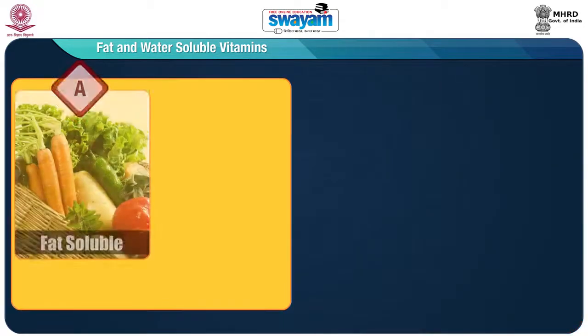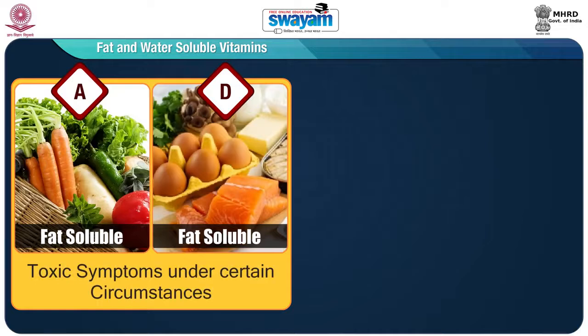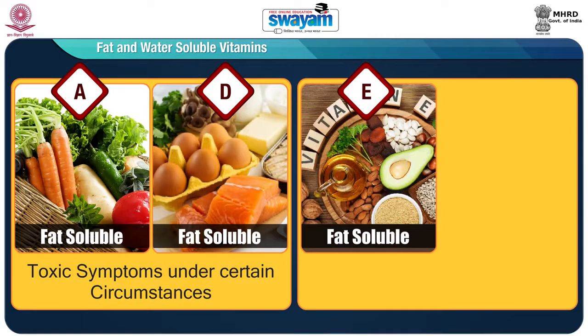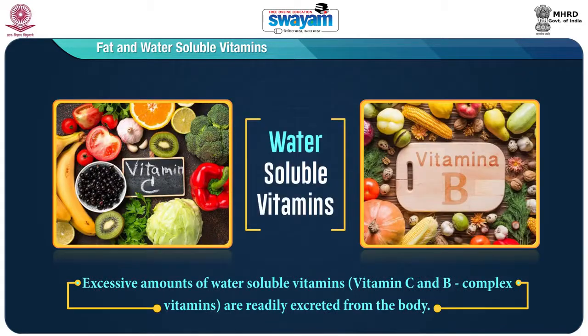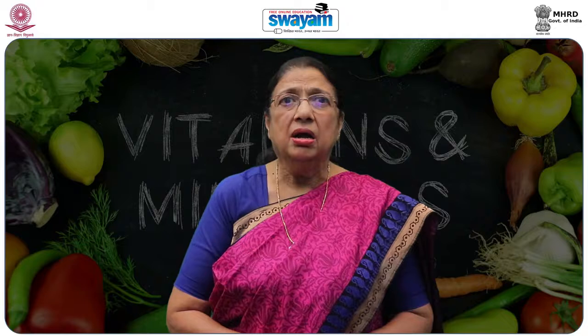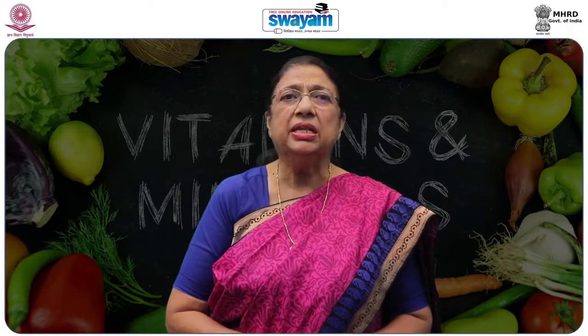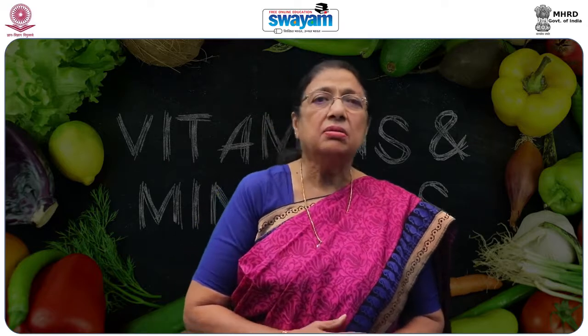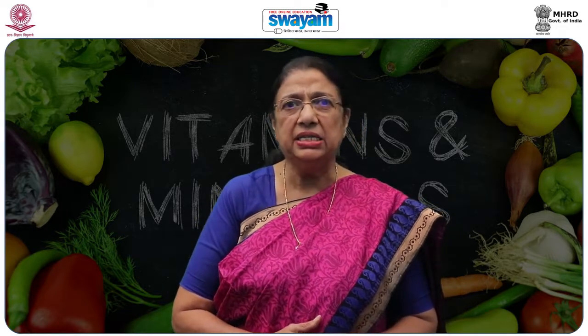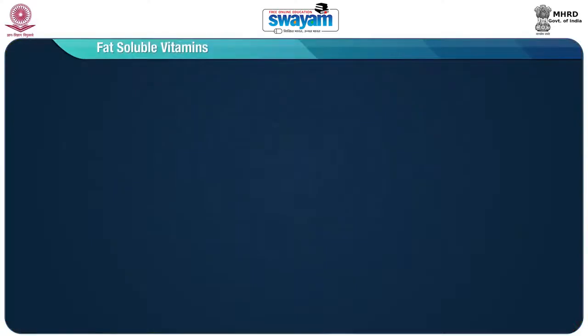Excess consumption of vitamin A and D produces toxic symptoms under certain circumstances. Vitamin E and some forms of vitamin K also may be toxic. Excessive amounts of water soluble vitamins, that is vitamin C and B complex vitamins, are readily excreted from the body. A brief review of vitamins, their significance in diseases and their health benefits beyond the physiological role are discussed in this module. Now, let us first take up fat soluble vitamins.